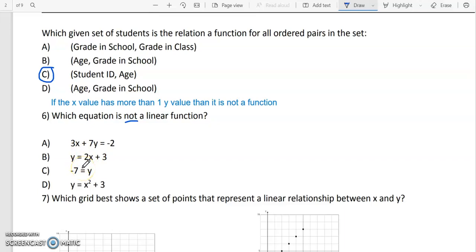C is a linear equation as well. It's going to be a horizontal line at -7, so it would just be a straight line at -7. And then let's look at D. So D is interesting because I have an exponent of 2 right here. So y equals x squared plus 3.